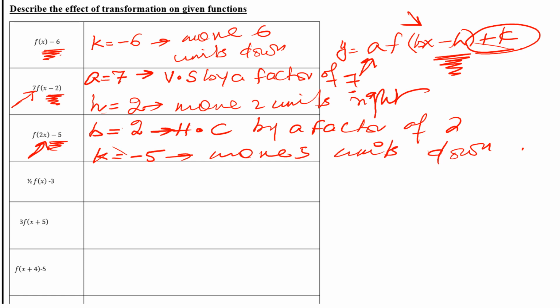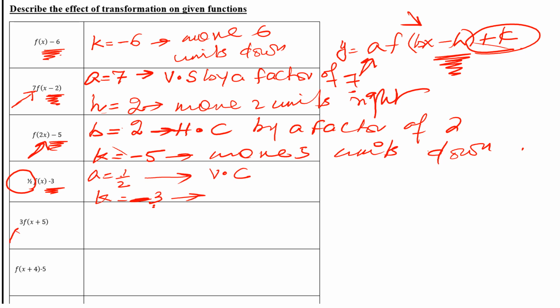So look at this one. Here it is written half. So A is half and inside nothing is written, outside written negative 3, which means k equals to negative 3. So half, it is less than 1, so it is vertical compress by a factor of half. And k is negative, it means move 3 units where? Down.